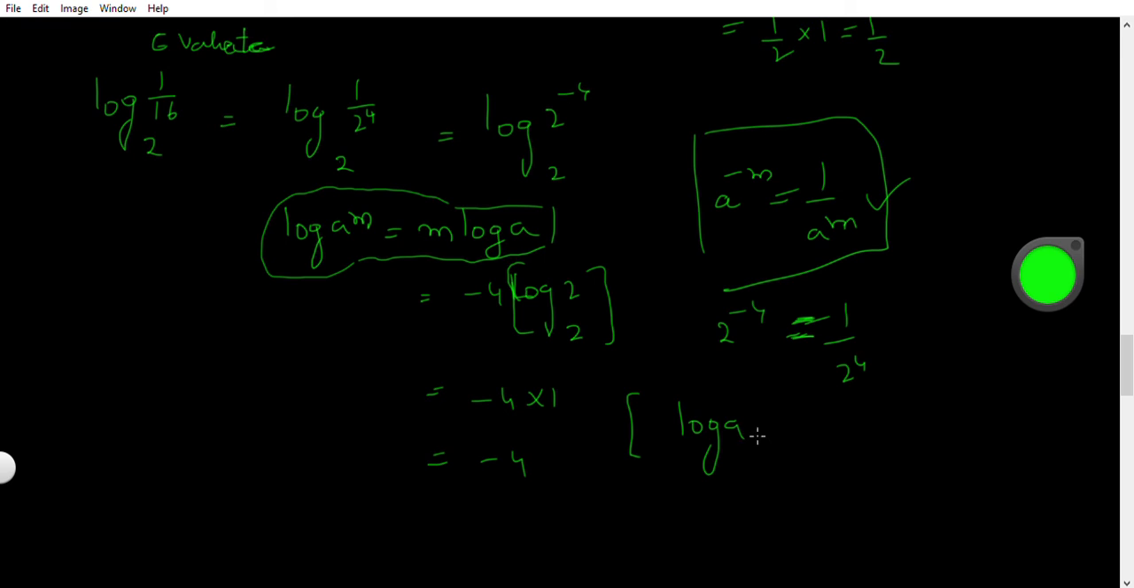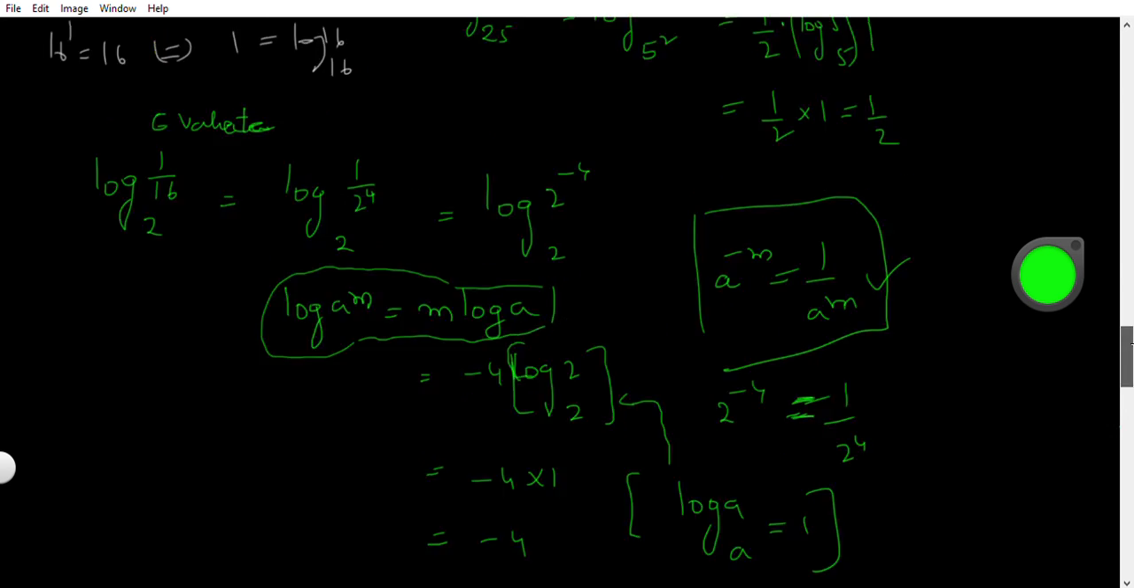Logarithm of a base a is equal to 1. This is logarithm of 2 base 2, like logarithm of a base a equals 1. By applying this formula, this is the same as this one. Therefore, this value is 1. Then minus 4 times 1, that is equal to minus 4. This is a very, very important method to solve the problem. We can solve it in a basic model.